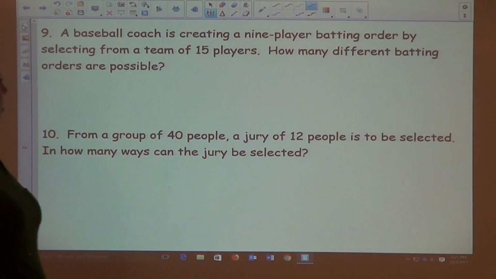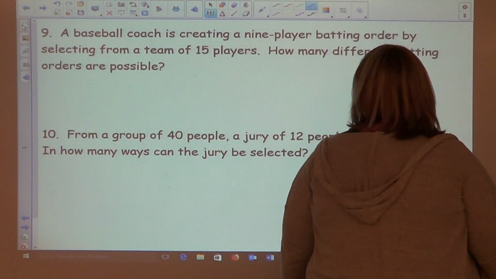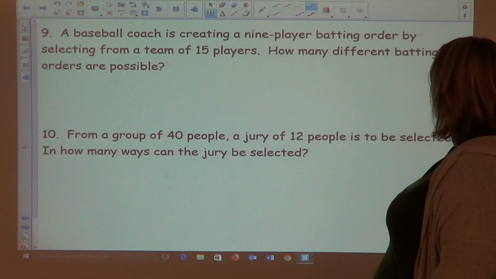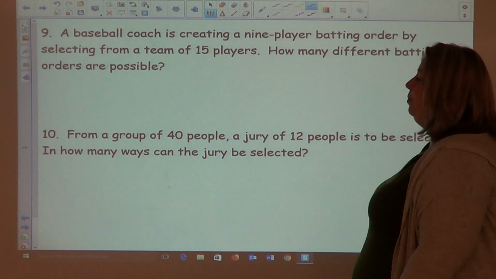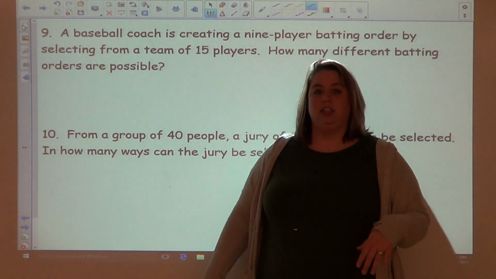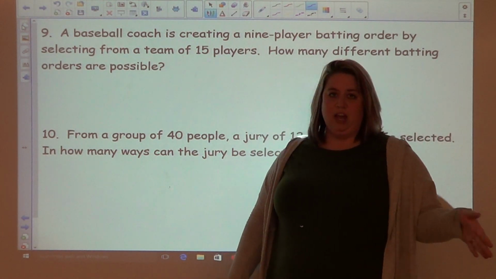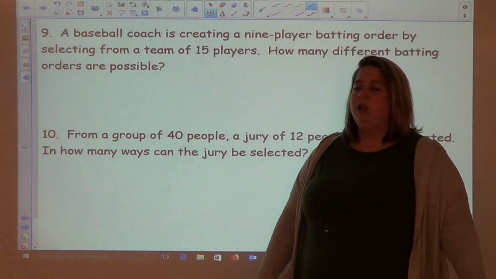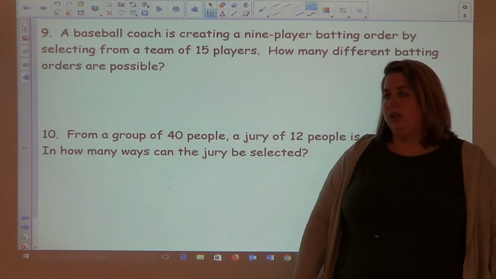Okay, number 9. A baseball coach is creating a 9-player batting order by selecting from a team of 15 players. How many different batting orders are possible? Batting order matters, because if you bat first in the lineup, you can't bat anywhere else in the lineup. So this would be a permutation.